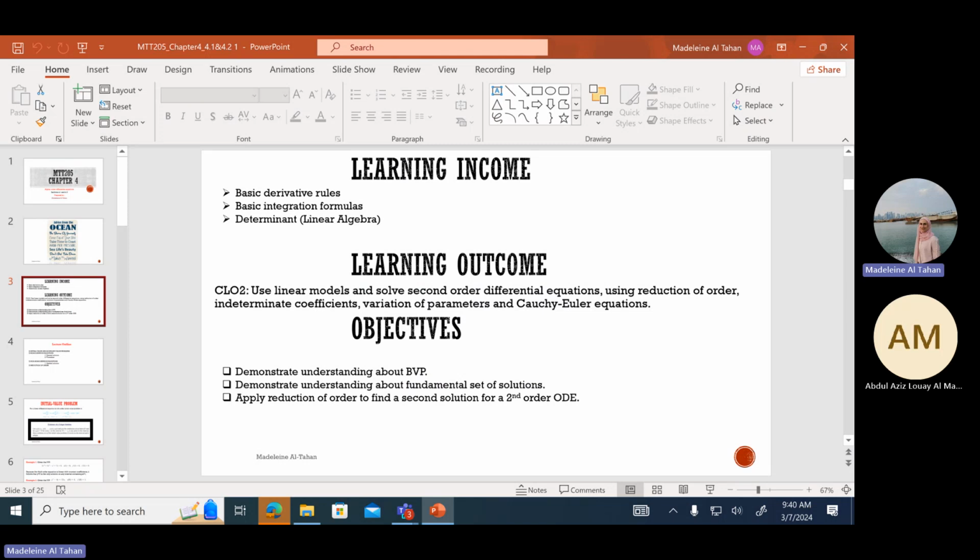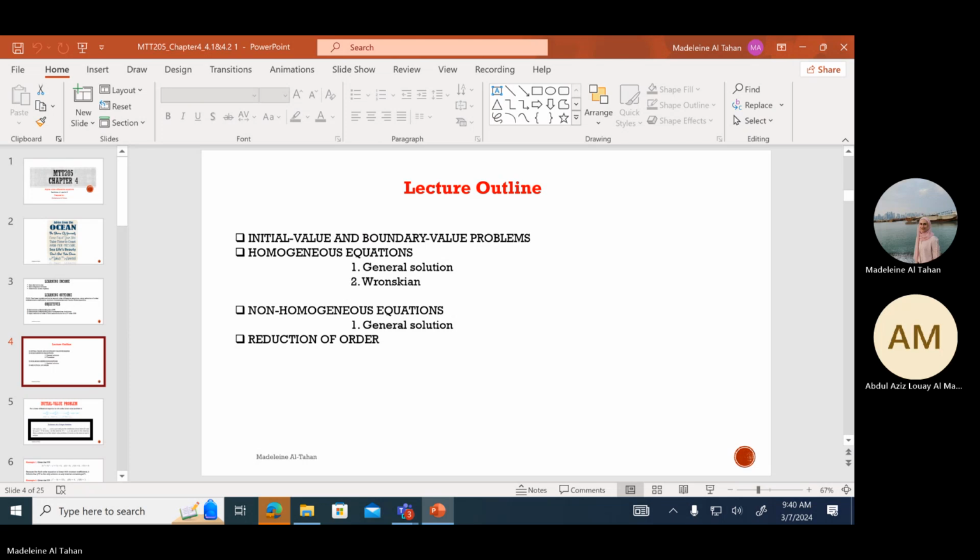Our main objectives for today are to demonstrate understanding about boundary value problems. So we talked about initial value problems, right? Now boundary, we will talk about that. Also to demonstrate understanding about fundamental set of solutions and apply reduction of order to find a second solution for a second order differential equation. We will start first by finding the difference between initial value problem and boundary value problem.